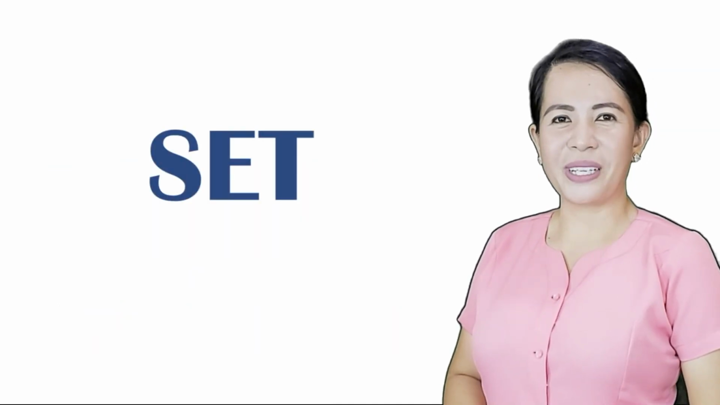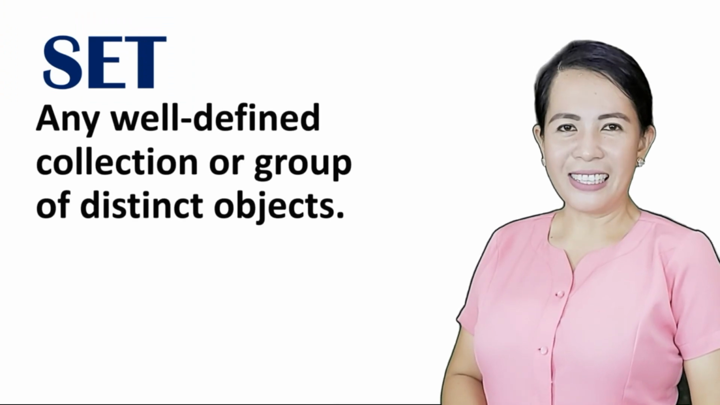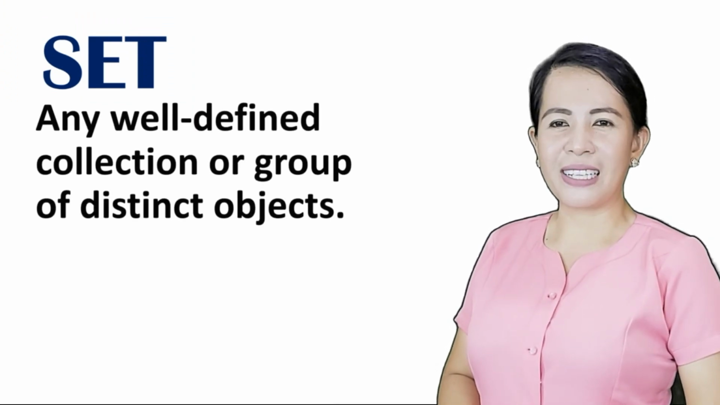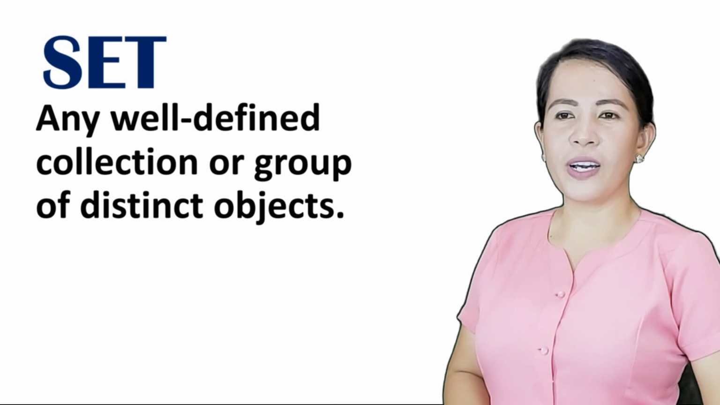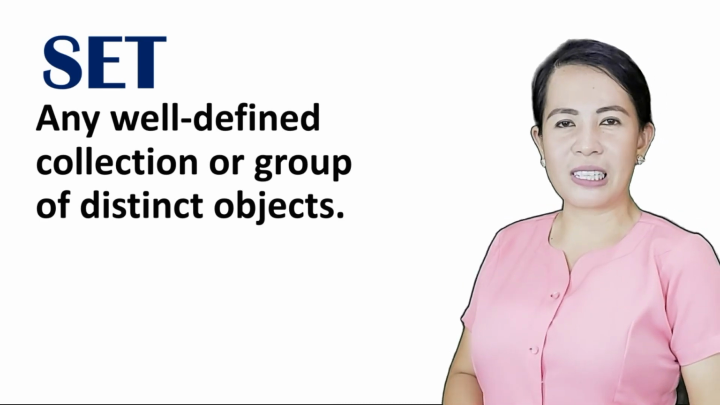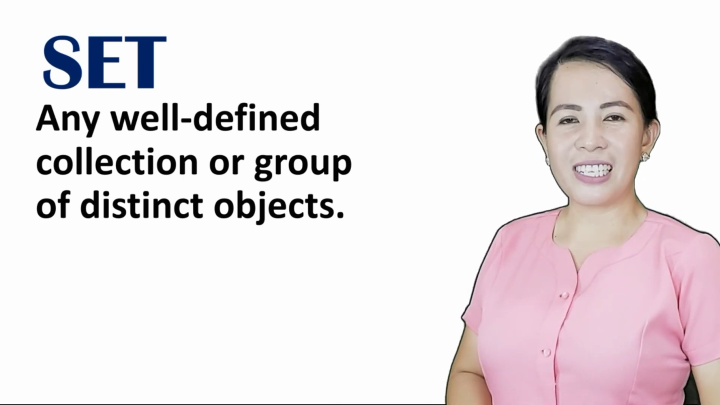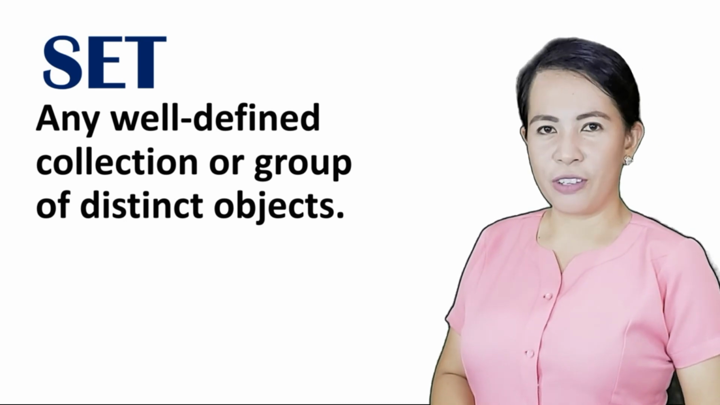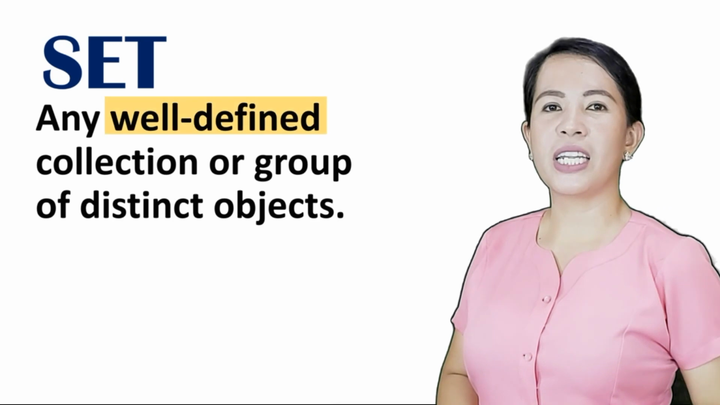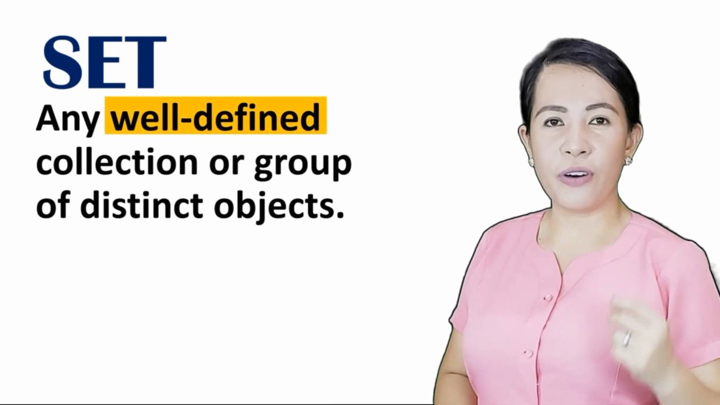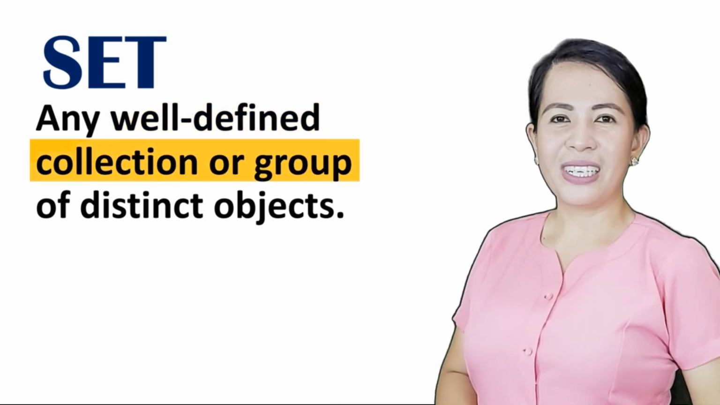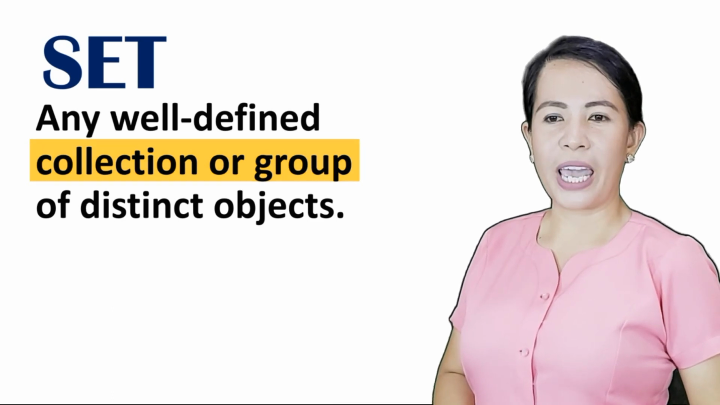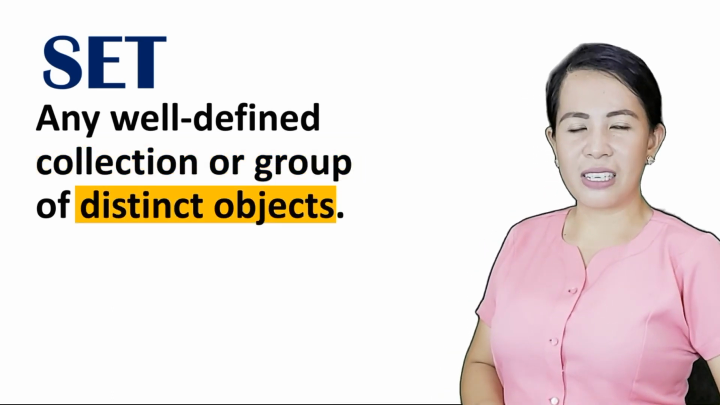So, what is actually a set? A set is mathematically defined as any well-defined collection or group of distinct objects. Please take note of the three key words in the definition. Number 1, it is well-defined. Number 2, collection or group. And number 3, distinct object.